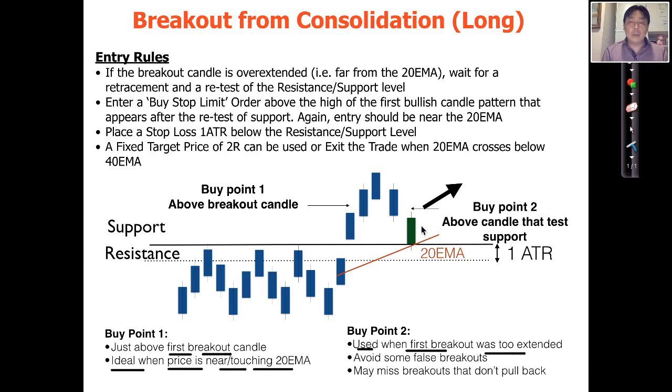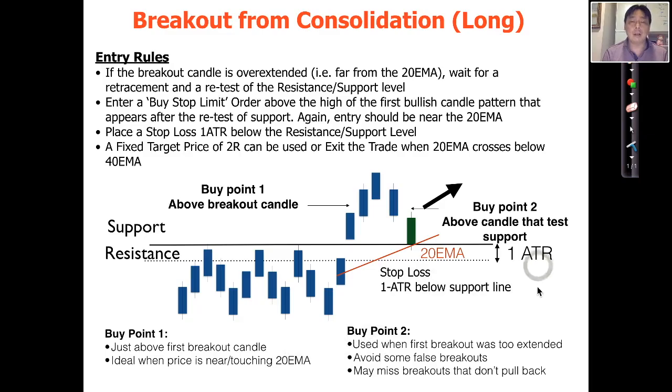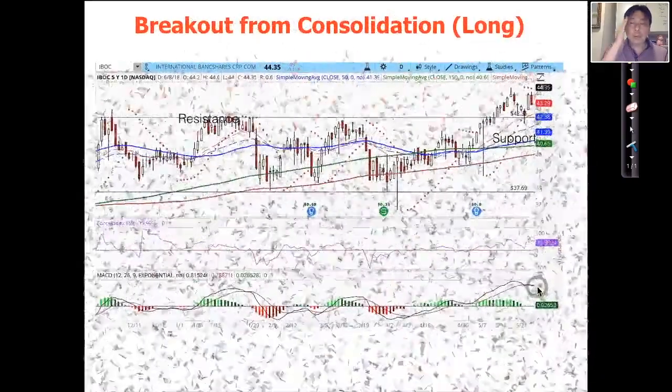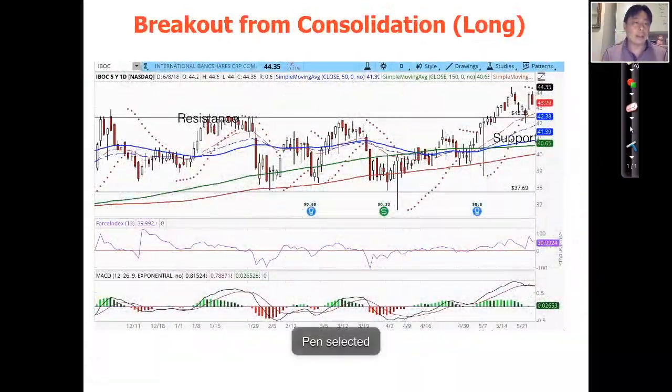But again, when you wait for buy point 2, you may miss some breakouts that don't pull back. The good thing about buy point 2 is that you avoid some of the early false breakouts. Sometimes it breaks out and then it comes back down. Waiting for buy point 2 avoids many of those false breakouts. So if you just want to take buy point 2, go ahead. There's nothing wrong with that. It's actually a more cautious approach. So let's look at a few examples of this in action.